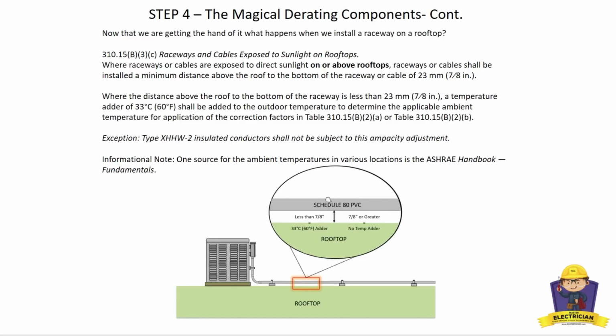If I install this raceway right here on the roof, then I can install XHHW-2 inside of it, and I still have the ambient to do, but I don't have to worry about this additional 33°C or this 60 degrees Fahrenheit. I don't have to worry about it. I can throw it out.